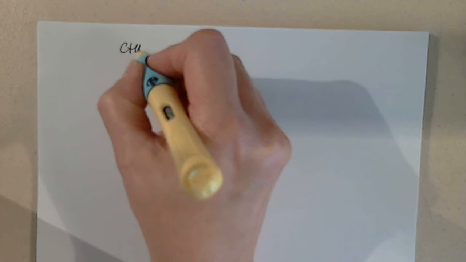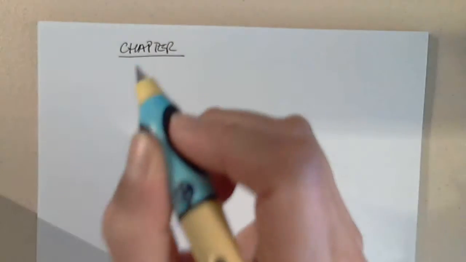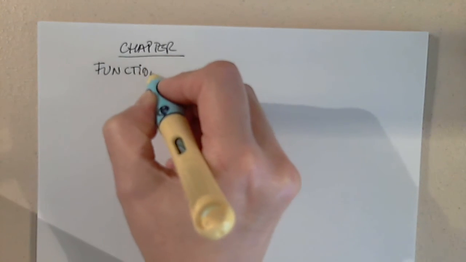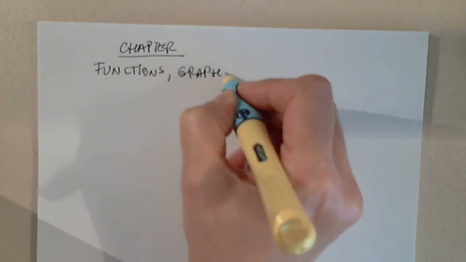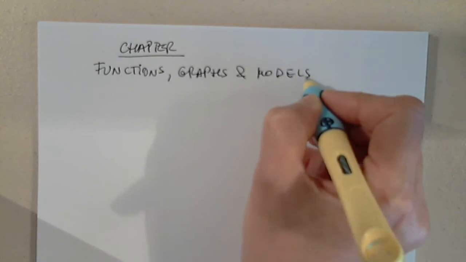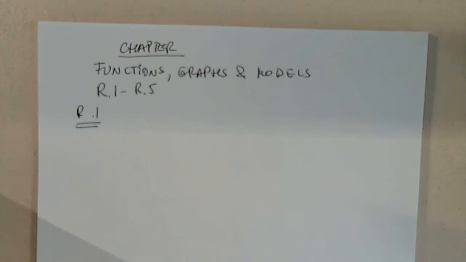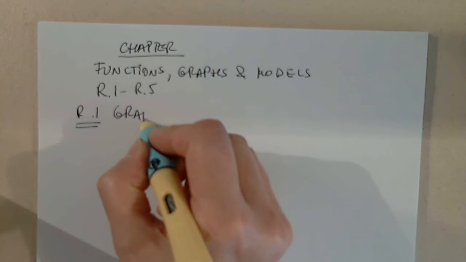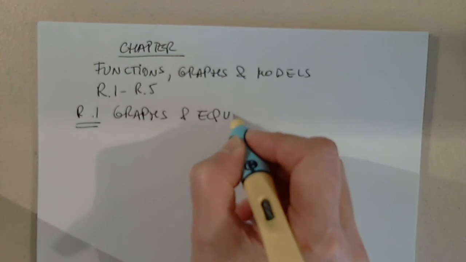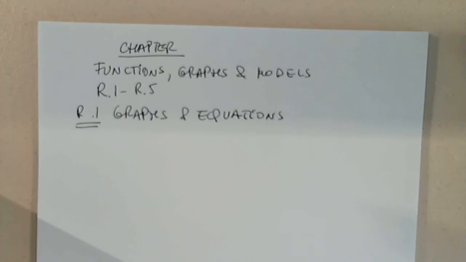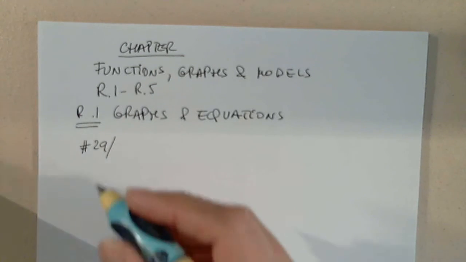So Chapter R, the title is Functions, Graphs, and Models. We're going to look at sections R.1 through R.5. R.1 is all about graphs and equations. I'm only going to look at one problem here, which is problem 29 on page 11.